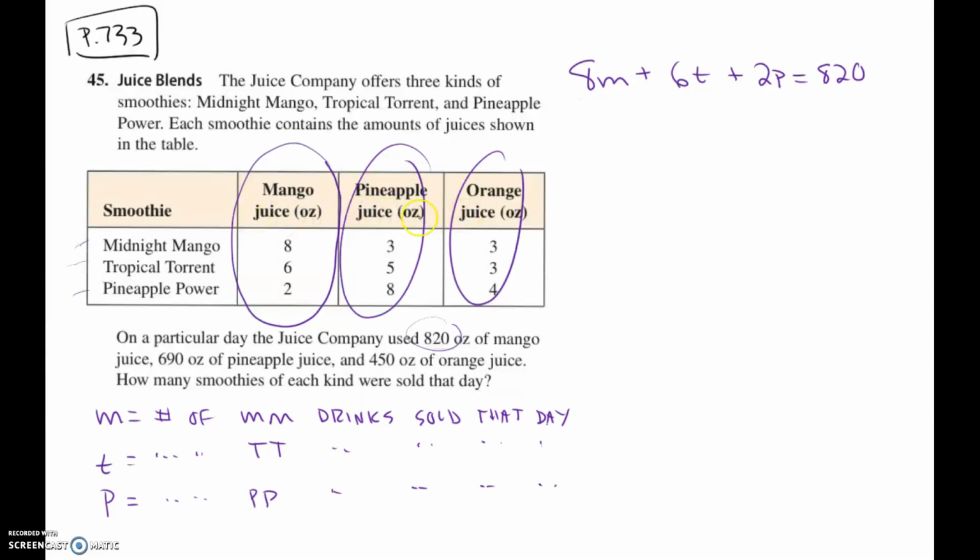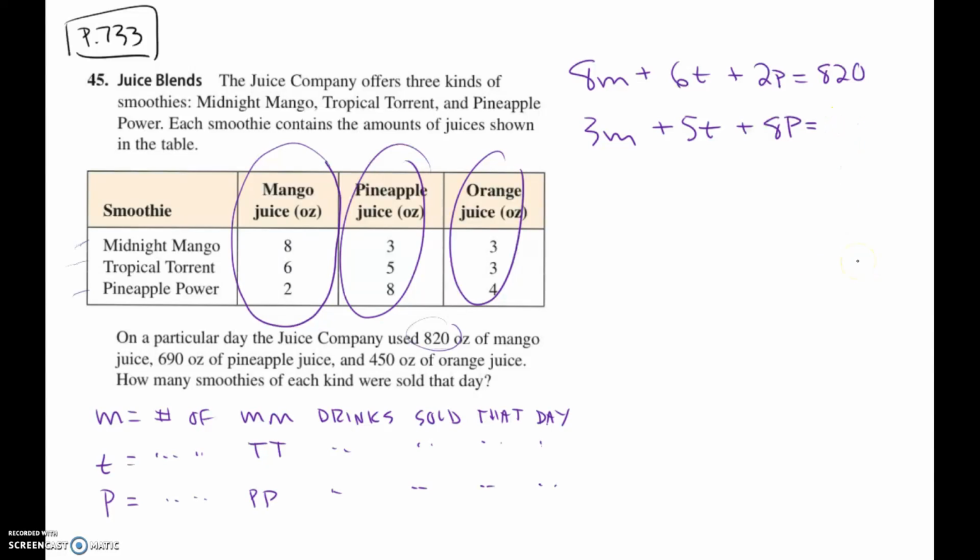I'm getting my mangoes, pineapples, and oranges in my drinks mixed up here, and maybe that's what's happening with some of you guys too. All right, back up. One more time. This time I'll get it right. For pineapple juice, for every Midnight Mango drink you sell 3 ounces of pineapple juice. So for every M, you sell 3 ounces of pineapple. So that's 3M. Hopefully you guys are understanding what I'm saying here. And that's going to be equal to the 690.